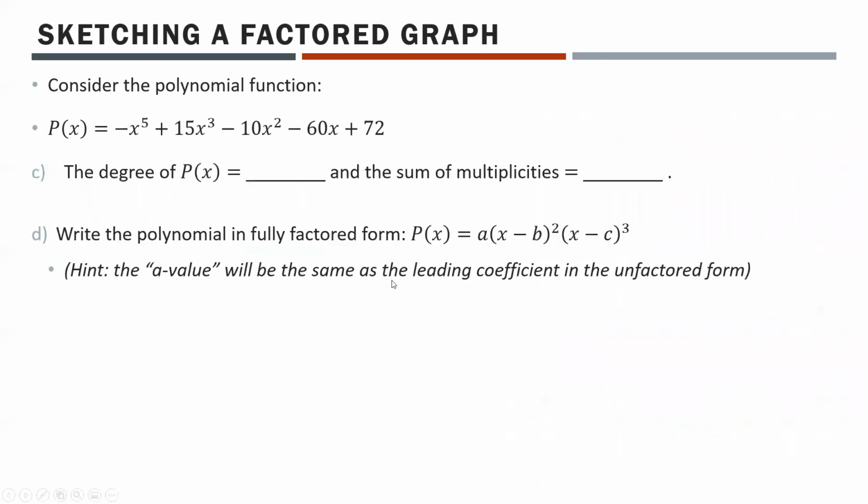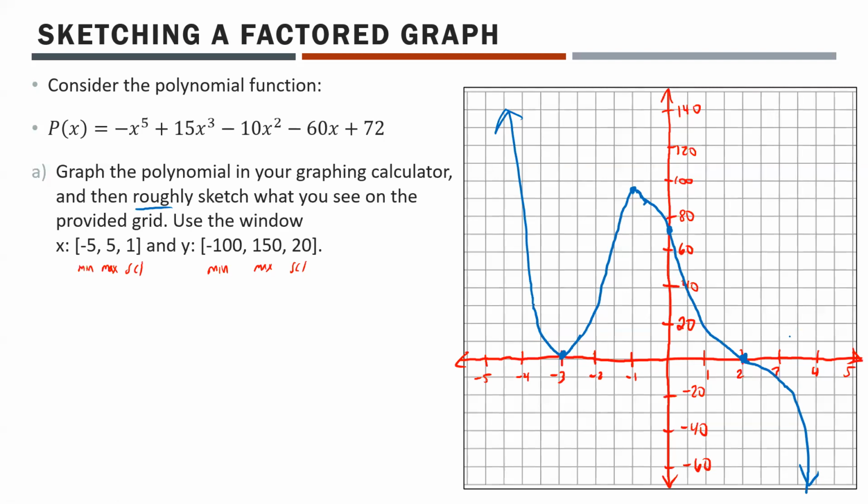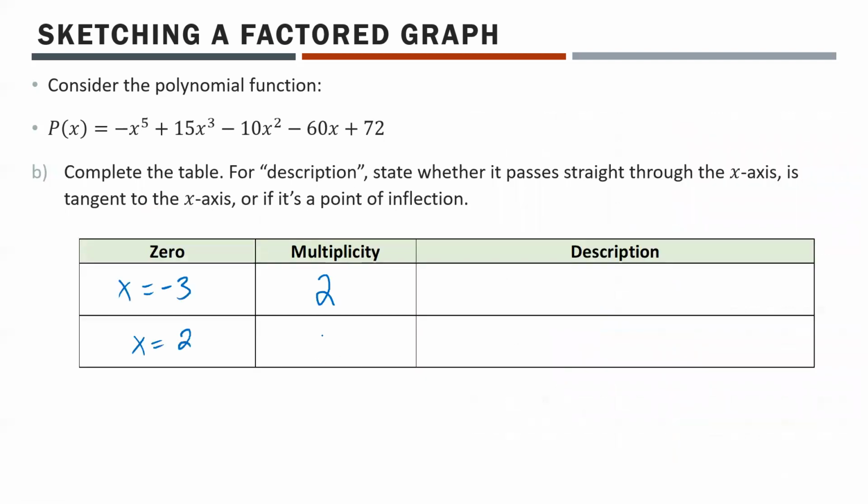And then as for x equals 2, that one looks like it has a multiplicity of 3 because it doesn't go straight through. It does that cubic kind of thing to it, right? So I'll say this has a multiplicity of 3.